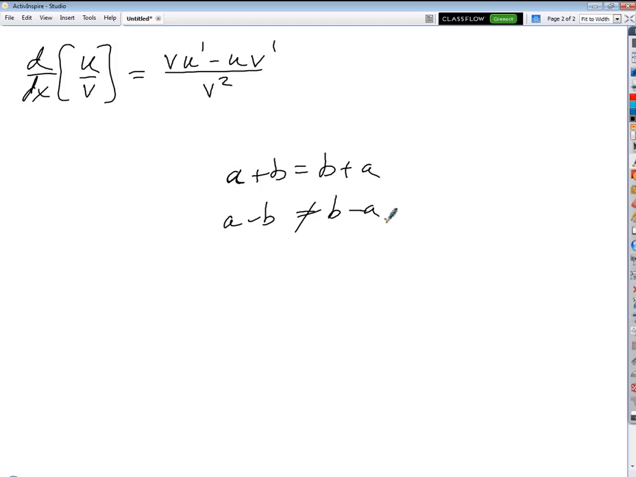v du dx minus u dv dx. I always remember it as v du, sounds like video, is how you start it. But there's also the Hi-Lo: low d high minus high d low. This is the high, the numerator is the high part, the denominator is the low part, so you could remember it as low d high minus high d low. And d is the derivative. Whatever works for you.